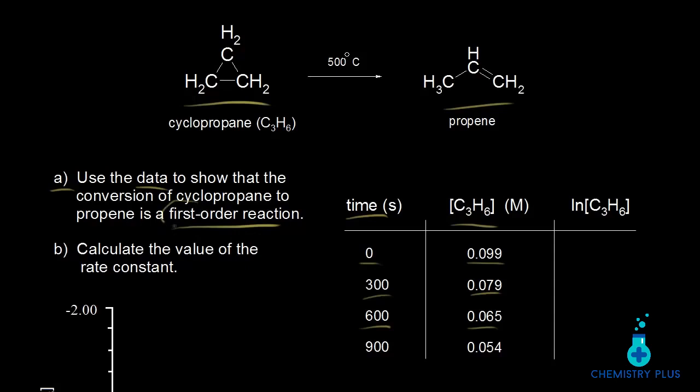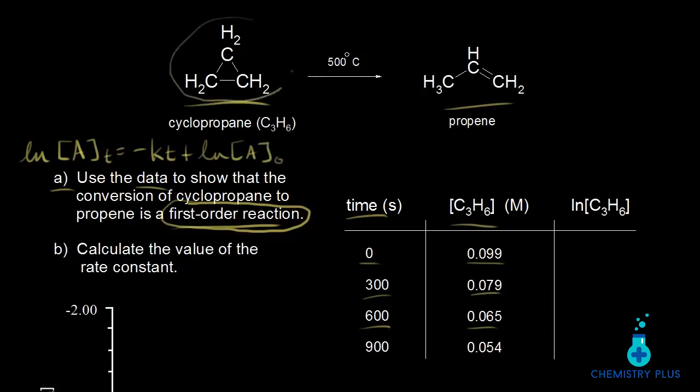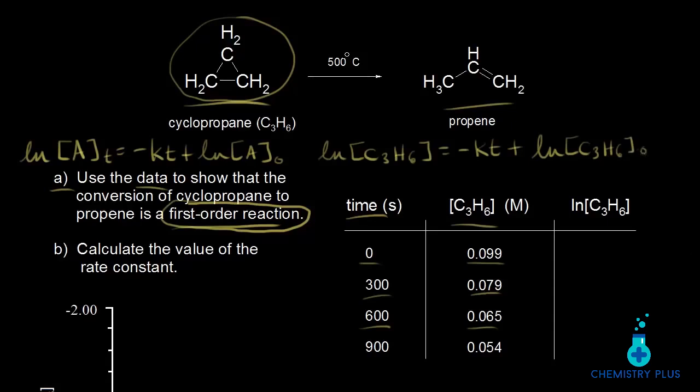If we want to prove this is first order, we need to use the integrated rate law from the previous video. So in the previous video, we showed that the natural log of the concentration of A is equal to negative kt plus the natural log of the initial concentration of A. And for this reaction, A is cyclopropane. So we could write this as the natural log of the concentration of cyclopropane, C3H6, is equal to negative kt plus the natural log of the initial concentration of cyclopropane, which we also talked about in the previous video, follows the form y is equal to mx plus b.